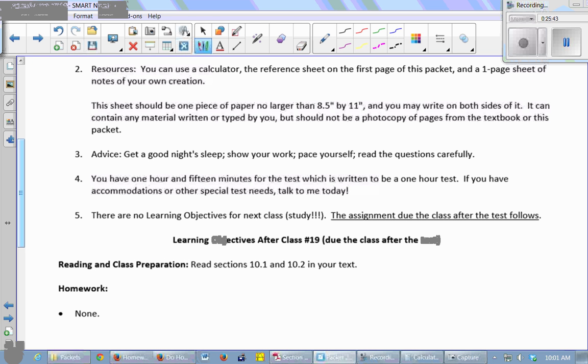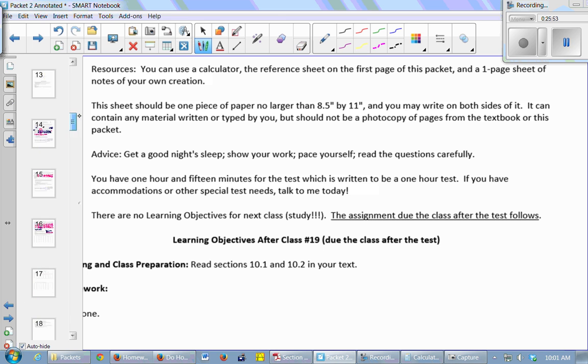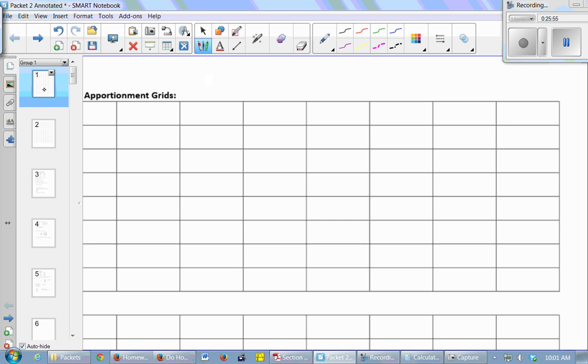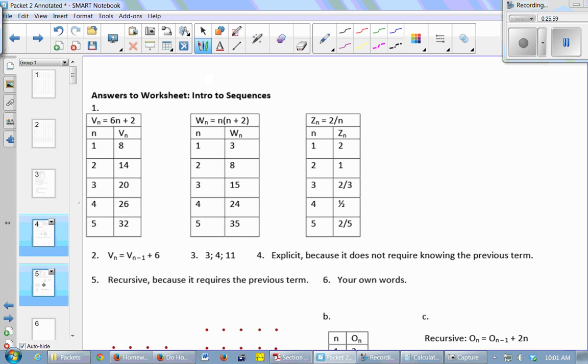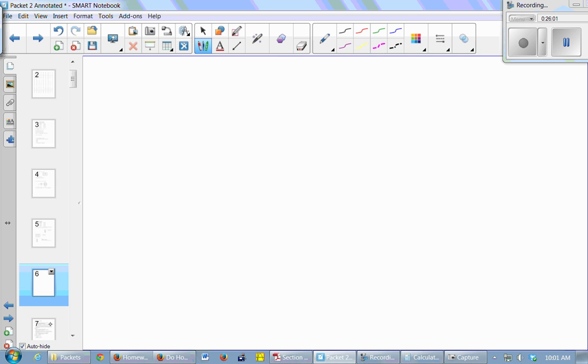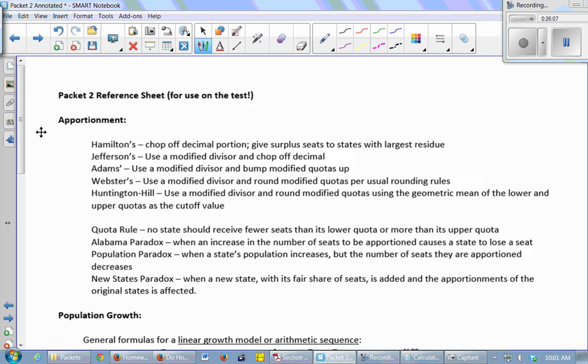Resources for the test. You can use a calculator. You can use the reference sheet that's on the first page of this packet and a one-page sheet of notes of your own creation. Let's look at the reference sheet to remind you. Sorry, it's pages 3 and 4. Reference sheet is page 7. Sorry, the reference sheet is page 7.